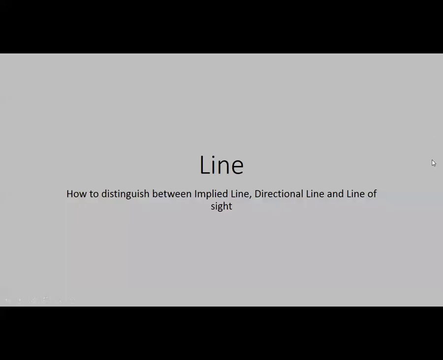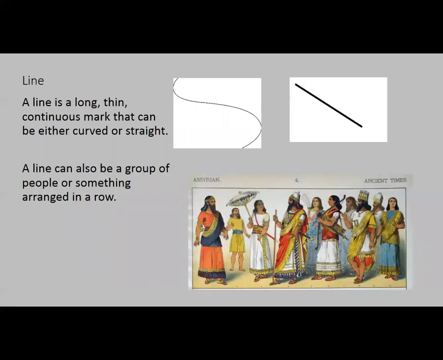Hey everybody, today we're going to talk about line and how to distinguish between implied line, directional line, and line of sight. So a line can be a long, thin, or thick, or short, continuous mark that can be either curved or straight. And a line can also be a group of people or something arranged in a row.